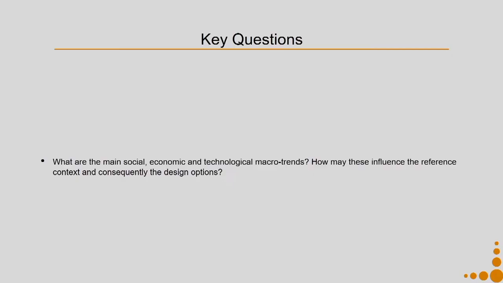Technological trend. So there is some other way of purifying water. Say we discussed vortex purification. So a system in which you have vortex purification, then you have a UV purification happening, or say vortex purification followed by ultraviolet purification, or some other newer technologies which might be coming up in this particular field. So the key question over here is, what are the main social, economic and technological macro trends? How may these influence the reference context and consequently the design options?